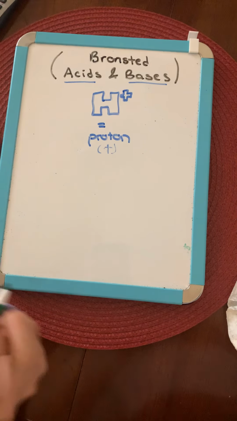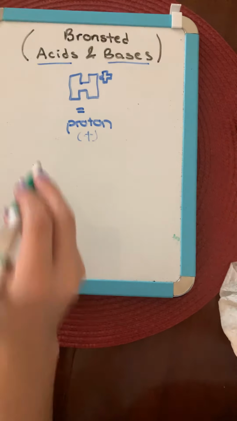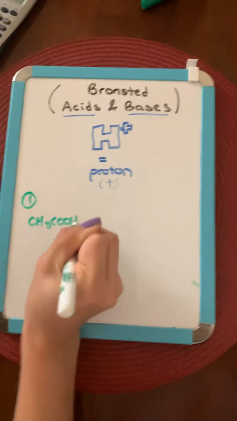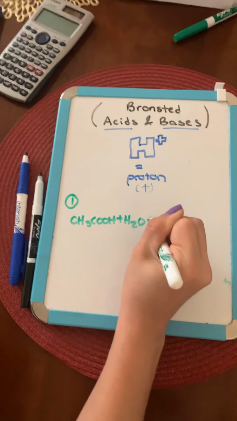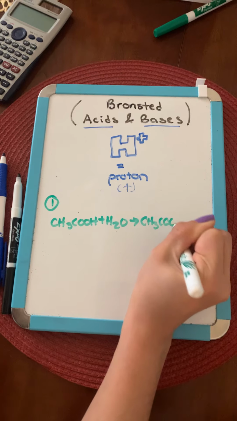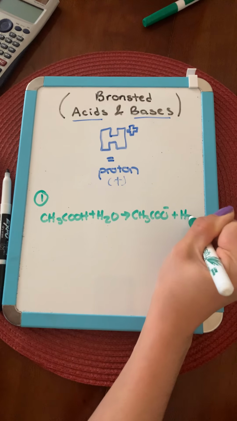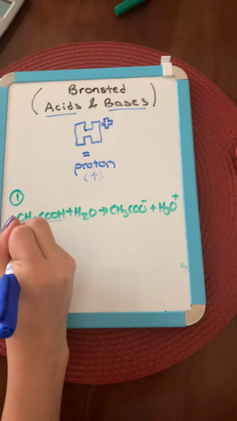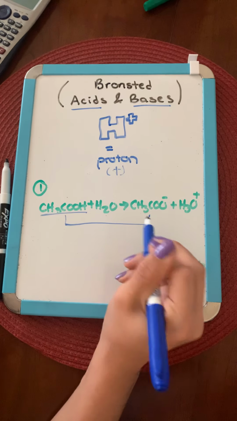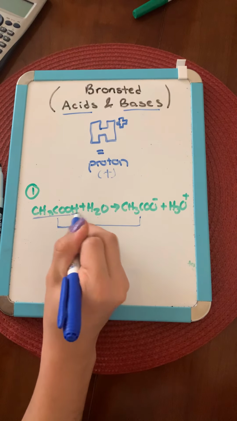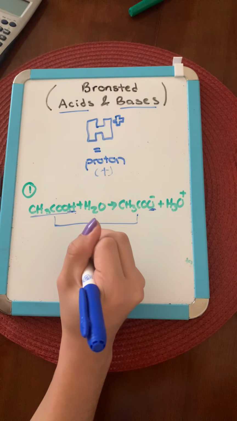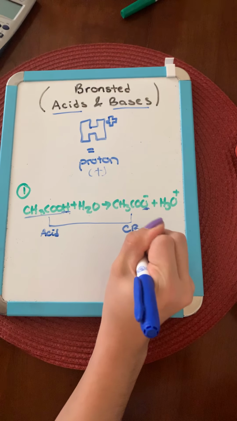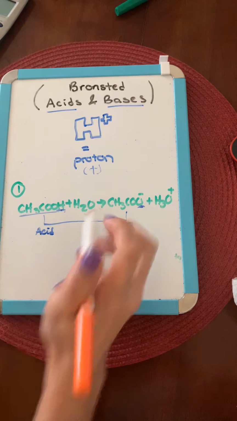Let's do an example problem on page 189 of your workbook, number 1. If we had CH3COOH plus H2O going to CH3COO minus plus H3O plus. Remember, let's look at the before and after. CH3COOH went to CH3COO minus, so that H disappeared. Since it disappeared, it donated its H+, which means this is the acid and this is the conjugate base.